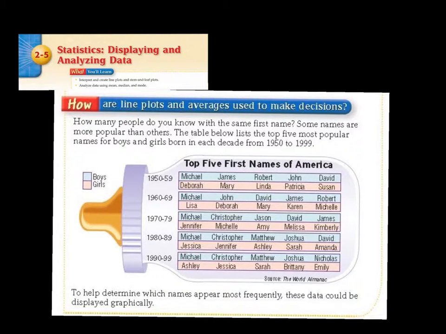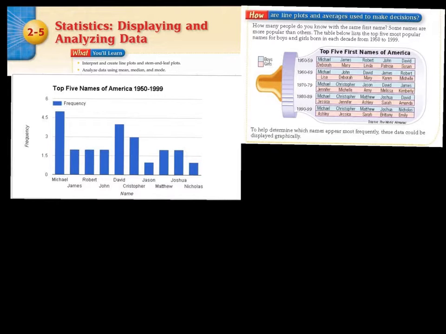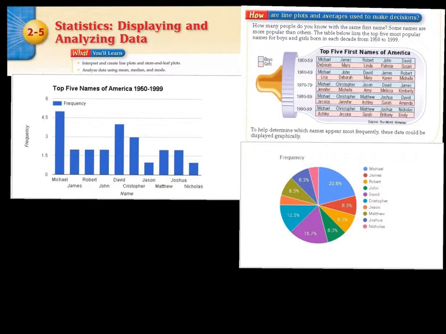How many people do you know with the same first name? Some names are more popular than others. The table shows the list of the top 5 most popular names for boys and girls born in each decade from 1950 to 1999. To help determine which names appear most frequently, the data could be displayed graphically, because it's kind of hard to interpret without a graph. Do you learn more from the numbers in the table, or a bar graph, or perhaps a circle graph?